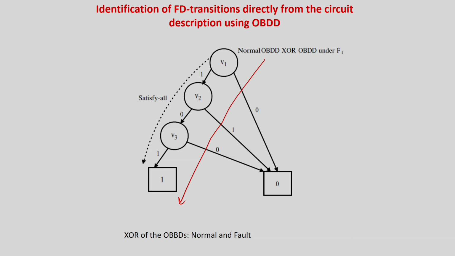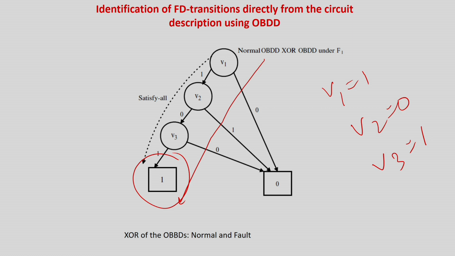The BDD version is the representation of the circuit version. So a very simple idea: normal BDD, faulty BDD, XOR. Any path leading to 1 means the XOR value is 1. When the XOR value of two Boolean representations is 1, there is a difference in the output. Therefore V1 equal to 1, V2 equal to 0 and V3 equal to 1 is the vector which represents a difference between the normal and the failure mode. You can find that out by this.